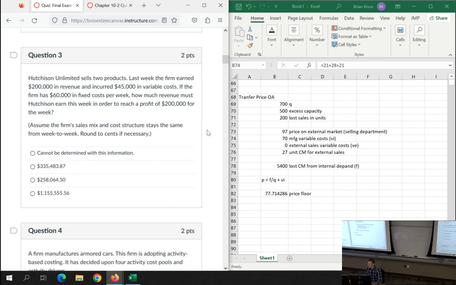That was from chapter 8 here. Hutchison Unlimited. What is this? Sales makes the cost structures. What are we doing? We are doing a chapter 3 question, to figure out a target revenue to reach target profit.